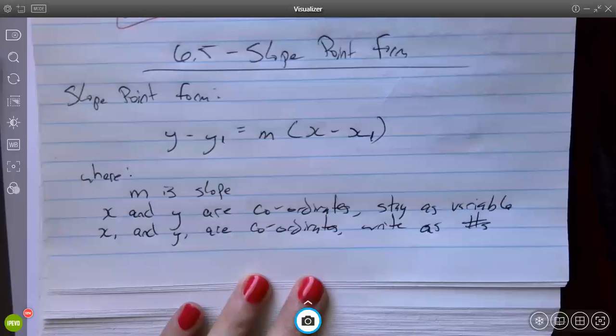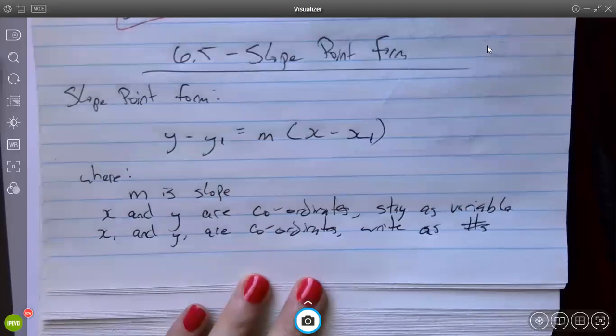Hey guys, today we are finally starting something new in this chapter. We're going to be looking at a different form of the equation of a line. This one is called slope point form, and as the name suggests, it involves slope and a point of the line. Okay, so this is lesson 6.5, slope point form.